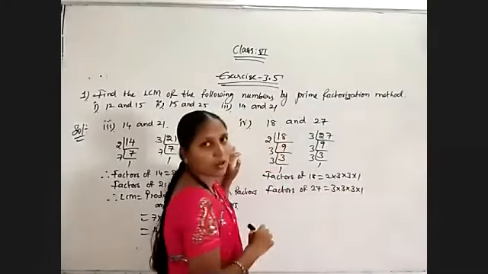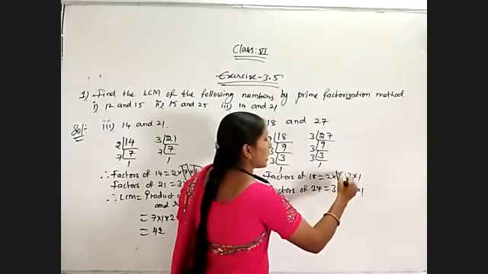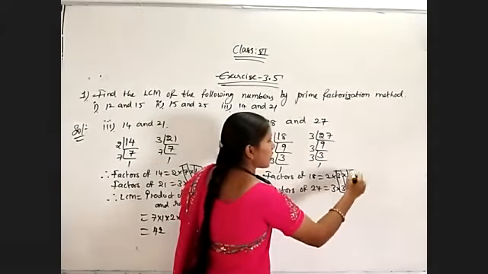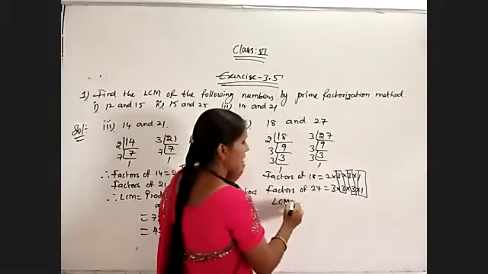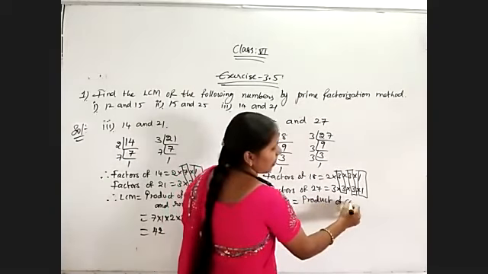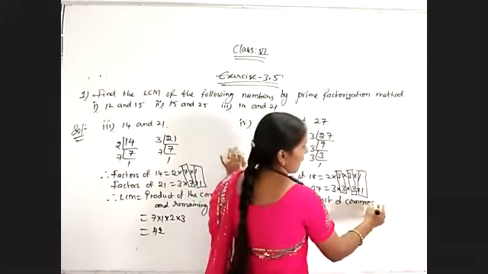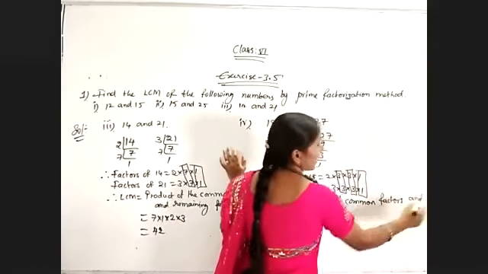So now identify the common factors. 3 is common, again 3 is common, and 1 is common. So now we have the formula: LCM is equal to product of common factors and remaining factors.